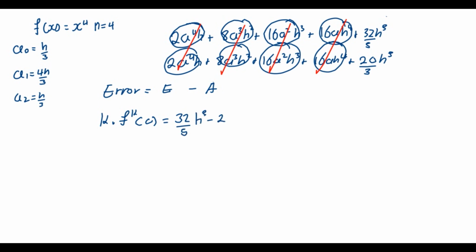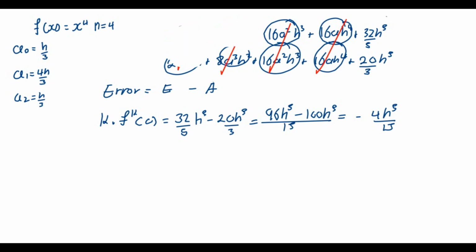minus 20 times h to the power 5 divided by 3. Common denominator is 15. Okay, so 5 into 15 is 3, 3 times 32 is 96 h to the power 5, minus 3 into 15 is 5, 5 times 20 is 100. Then times h to the power 5, this is going to be equal to minus 4 h to the power 5 divided by 15. That's what we get as our k times f to the k of c.